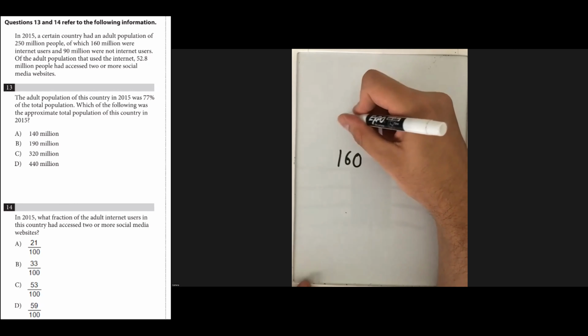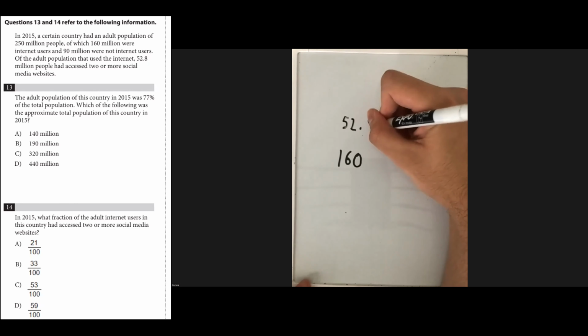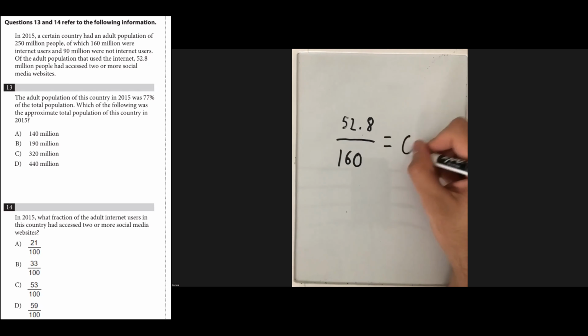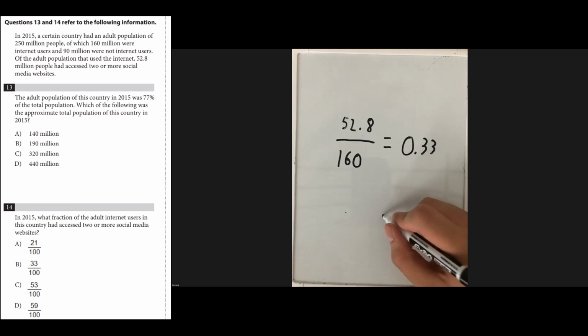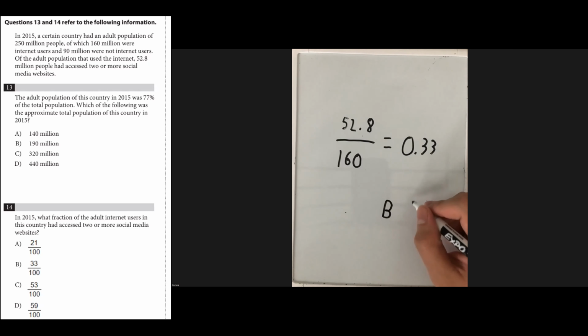So we do 52.8 million over 160 million, because 160 million were the number that used the internet. And so we get 52.8 over 160, which gets us 0.33. And which one of the answer choices correlates to 0.33? Well, that would be answer choice B, which is 33 over 100, which is the same thing as 0.33.